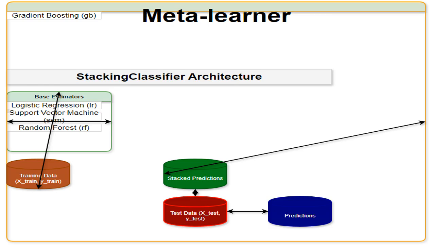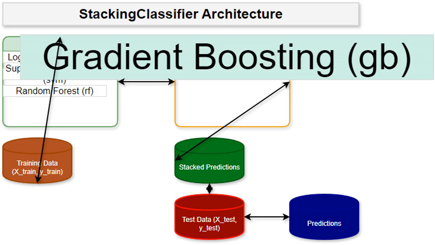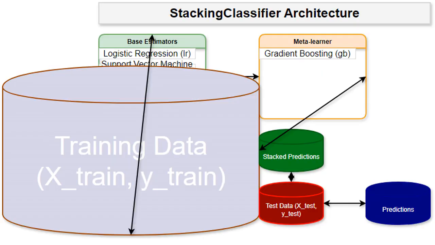This is the final model that combines the predictions from the base estimators. Here, it is a gradient boosting classifier, GB. It's our super expert who makes the final call based on what the others said. This is an ensemble learning method that sequentially builds trees, where each subsequent tree corrects the errors of the previous ones. Think of it as refining the combined opinions to get a more accurate answer. This is the data we use to train our models.